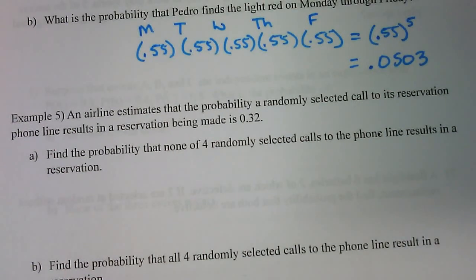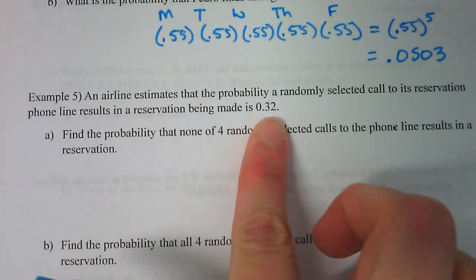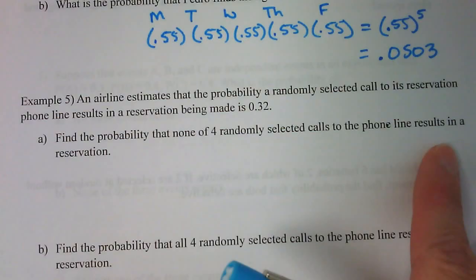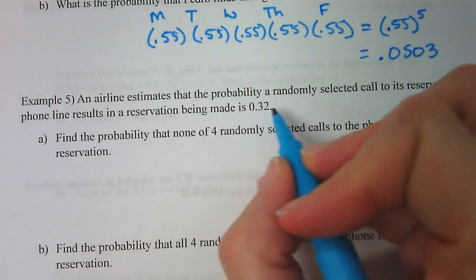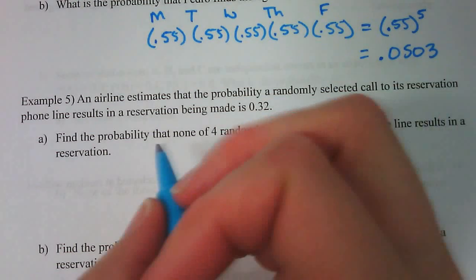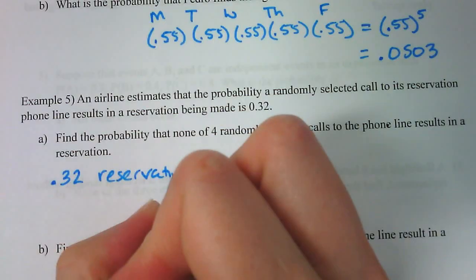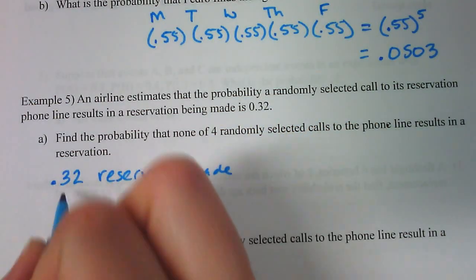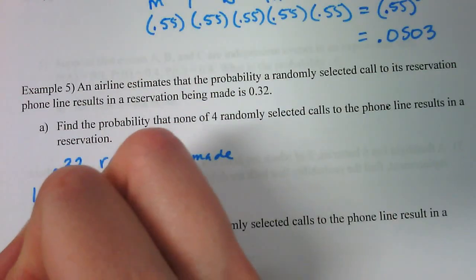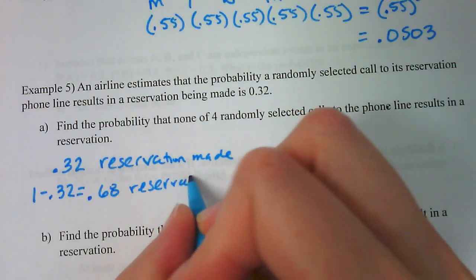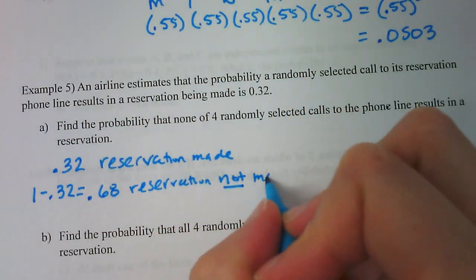Number 5, an airline estimates the probability a randomly selected call to its reservation phone line results in a reservation being made is 0.32. Find the probability that none of the 4 randomly selected calls to the phone line results in a reservation. So this is make a reservation, right? So 0.32 is reservation made. If I take that away from 1, I get 0.68. So that would be reservation not made.